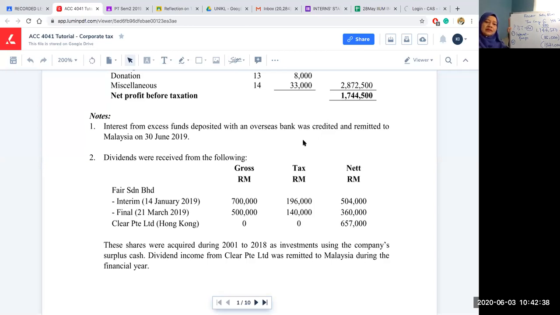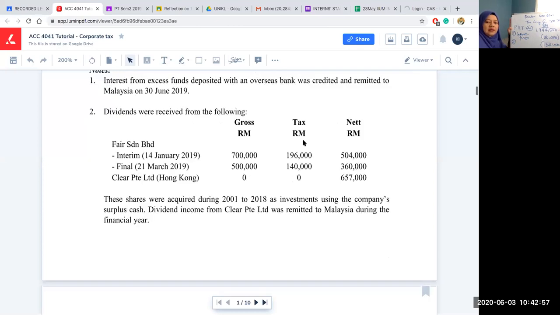Exempted. Why? It's a foreign loss income. But all these final exempt ni dekat bawah, at the bottom, under section 4C, not here. Here you have to take it out, everything. Take out the amount from your profit before tax. Right, it was acquired during 2001 as investment using the company's surplus cash.